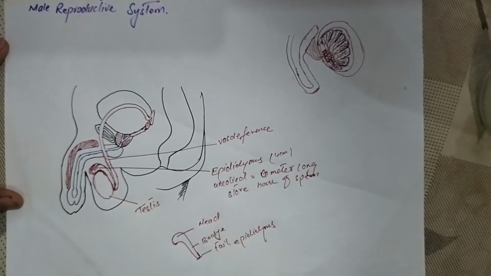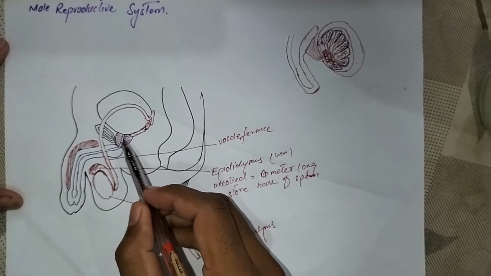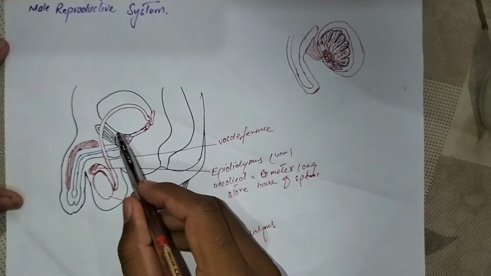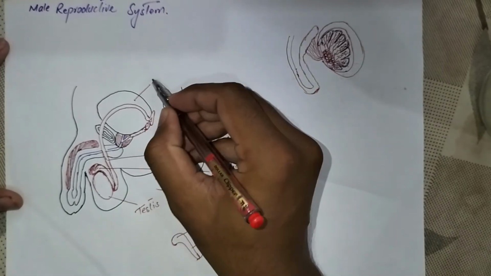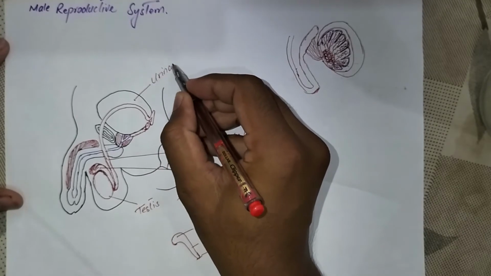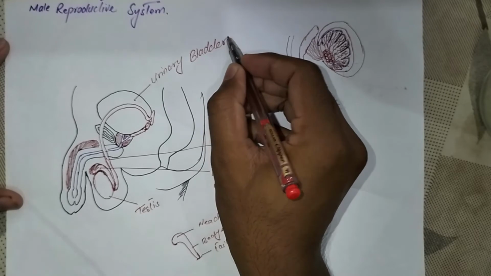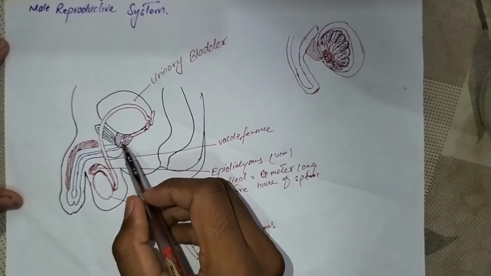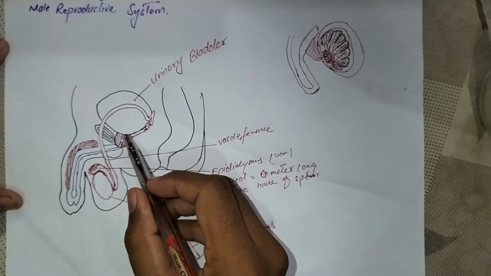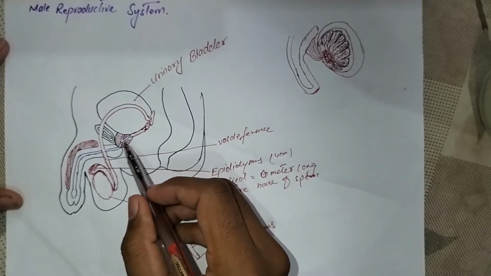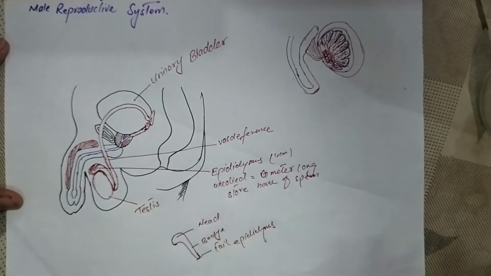This is the seminal vesicle. The seminal vesicles are two lobulated structures lying posterior to the urinary bladder. Here we have the urinary bladder, and the seminal vesicle lies posterior to the urinary bladder, and its secretions contain nutritional substances for the spermatozoa.